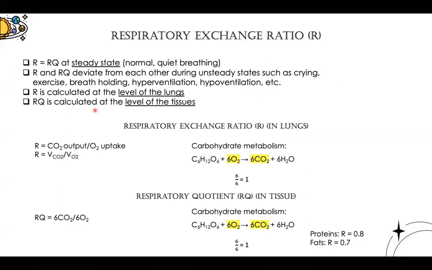So I just wrote that R is calculated at the level of the lungs and RQ is calculated at the level of the tissues. This is all you need to know, but is this clear to you? Also, one more thing. For proteins, RQ would be 0.8 because you produce less carbon dioxide compared to oxygen. And for fats, it's even less. It's 0.7, okay? Is this clear to you, or should I explain it again?